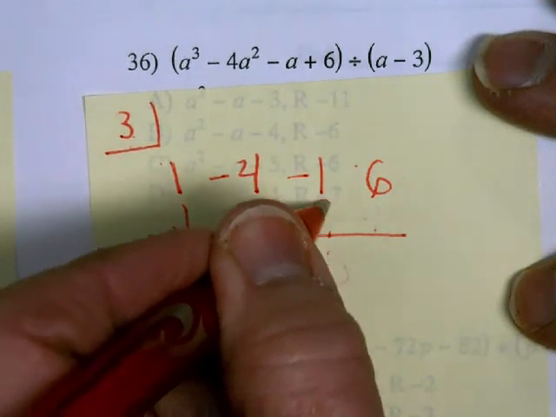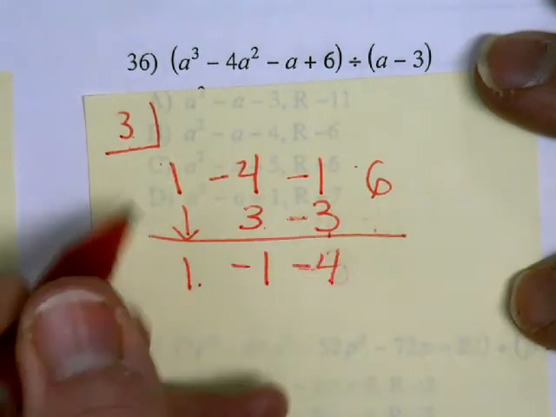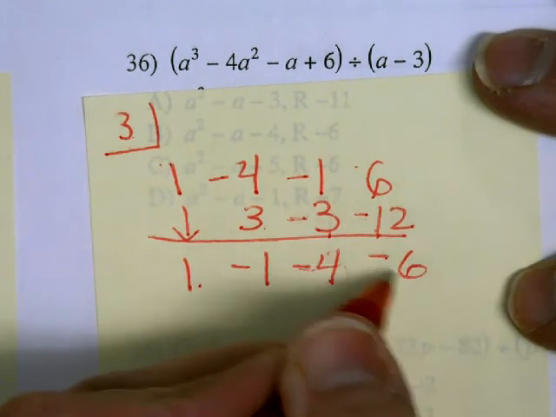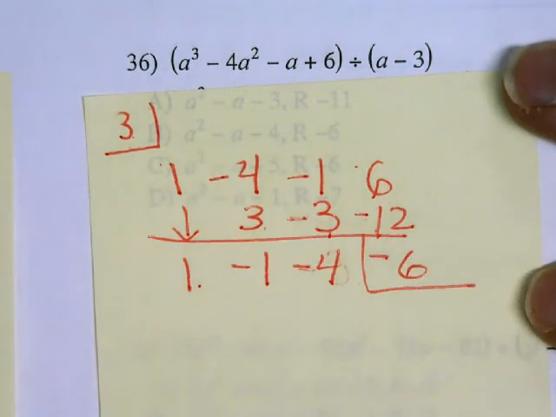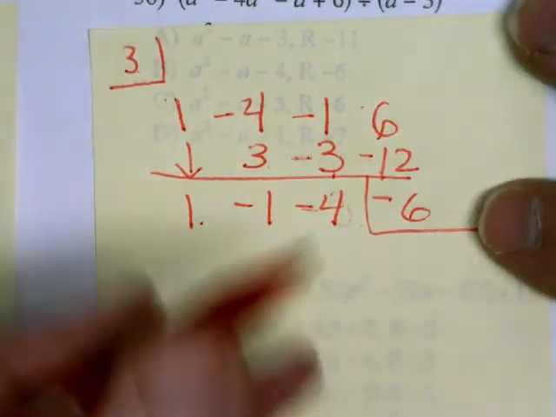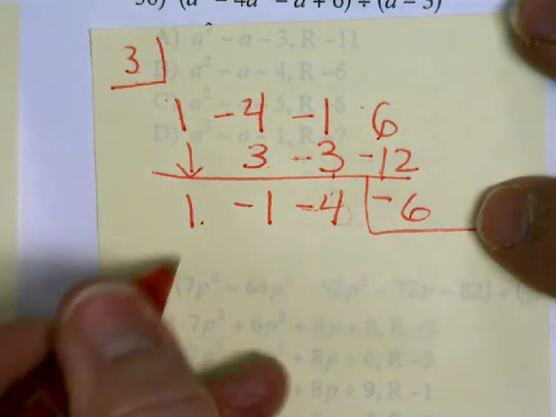3 times a -1 is a -3. Then I get the -4. 3 times a -4 is a -12. And I get a -6 as remainder. Now there's a couple of polynomials with the remainder of the -6, so don't count that to find your answer.